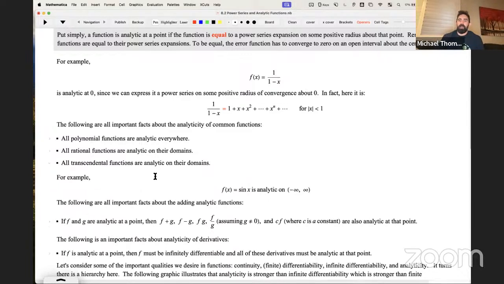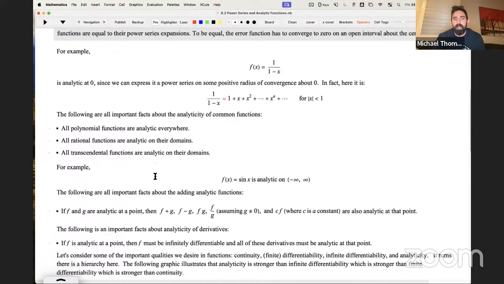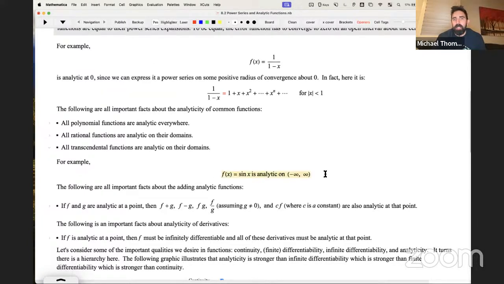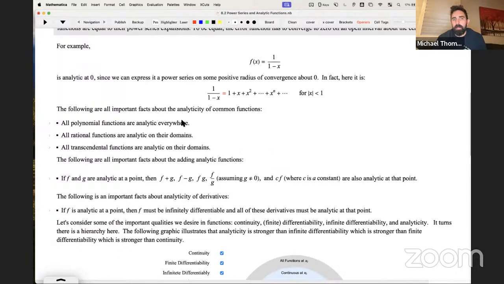Transcendental functions, these are all our functions that aren't built with our standard operations. These would be things like sine x, e to the x, natural log of x, inverse trig functions, and stuff like that. These functions are also analytic on their domains, and we'll just take that as a given. So all of these, we don't have to prove or anything. We'll just take those as a given.